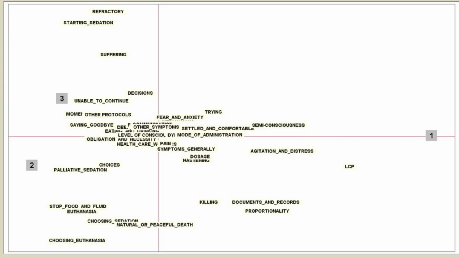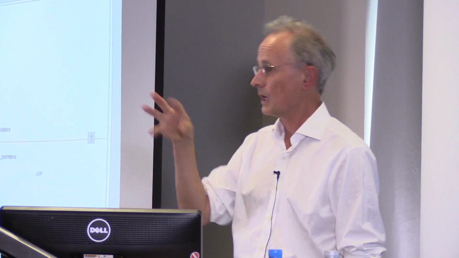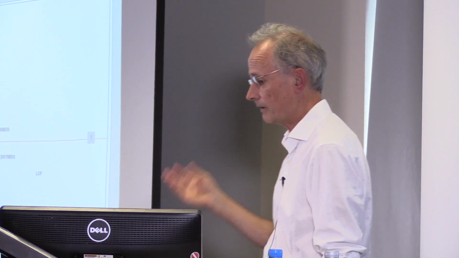Settled and comfortable, dosage, proportionality, remember the word titration. So all of these words are typical of British ways of talking about this, whereas words like unable to continue, saying goodbye, and a moment was reached when he couldn't take any more. So that reaching this moment, there were lots of vocabulary suggesting that. So those quotes were chosen after doing the WordStat analysis that I've described in the use of the euthanasia study, the newspaper text study, in order to generate a qualitative account of differences.